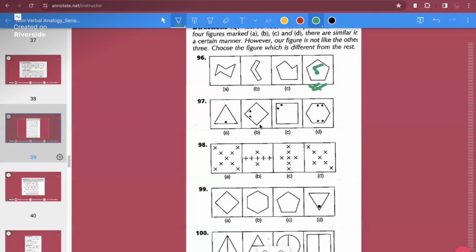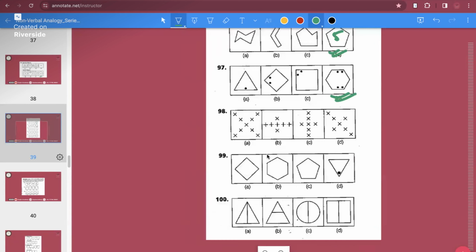What do you guys think about 97? Shall we go with D? Can we? Because number of sides minus 2 is the number of dots. 4 minus 2 is the number of dots. 4 minus 2 is the number of dots. Number of sides, 6 minus 2. Over here alone, it is at the corner. Can we go ahead with D? Yes, sir. Cool.